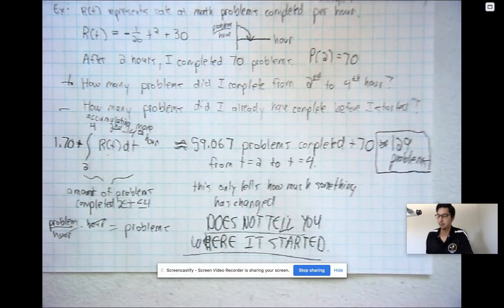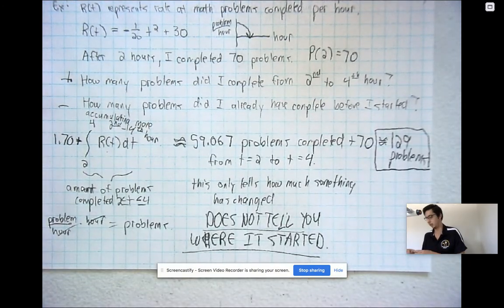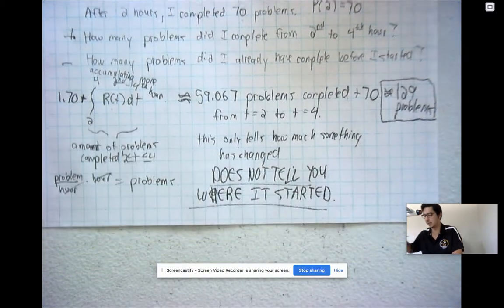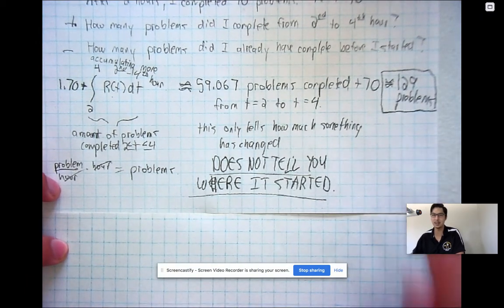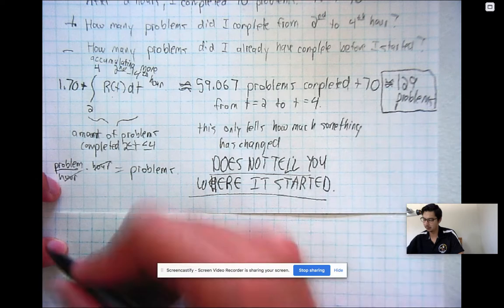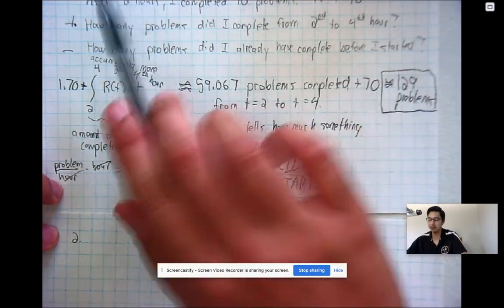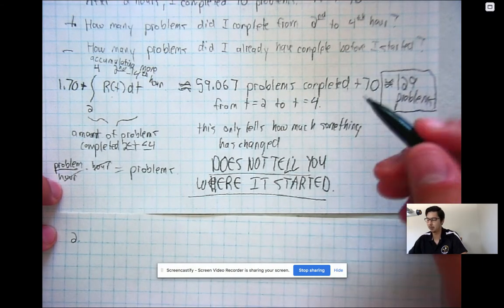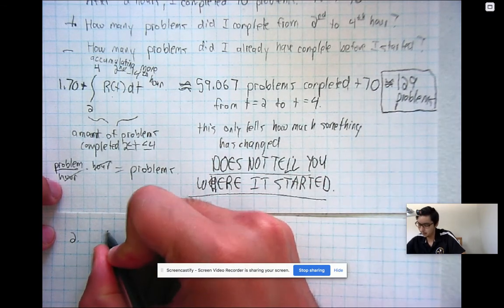And that's a big mistake that people end up making on these integrals and understanding in terms of context. Now let's answer the second question here. The second part of this question was, how many problems did I already have completed before I started? So since we know the function r of t, which is the rate at which I'm completing problems, if I want to know from before I started, I want to know how many problems I completed.